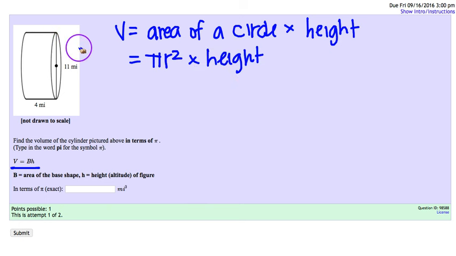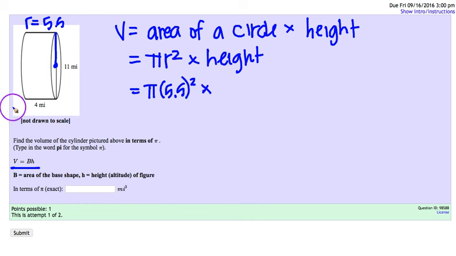So here, if we're trying to figure this out for radius, we need to figure out what is the distance from the center to the edge of the circle. If the full length is 11, that would make half of it, the radius, 5.5. So I'm going to go ahead and plug it into my formula. So pi times 5 and 5/10 squared, or 5.5, times the height.